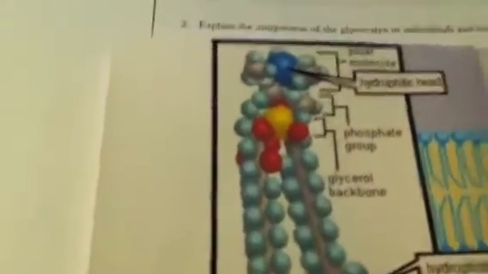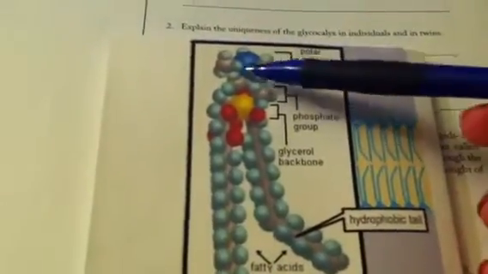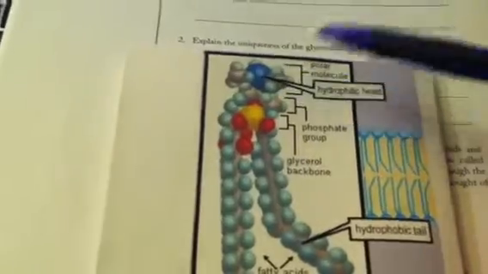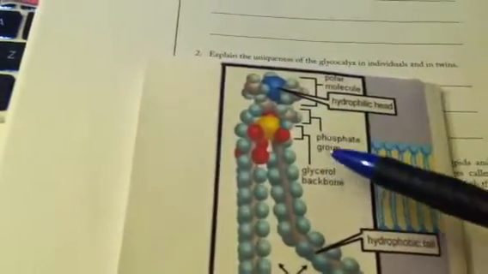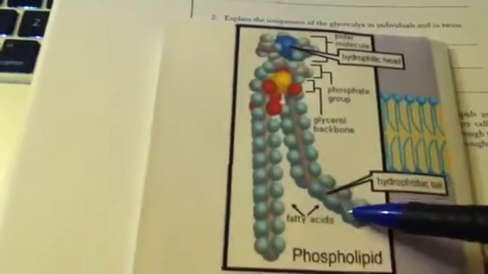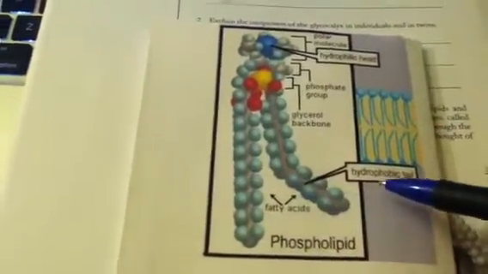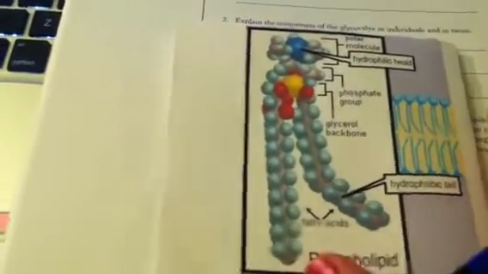Here we have another diagram that kind of zooms in on one phospholipid unit, and you can see that the top of the molecule is referred to as polar or hydrophilic. There's a phosphate group and a glycerol backbone. Fatty acids are here, and the tails are known as hydrophobics. And so we'll be talking more about that in class.